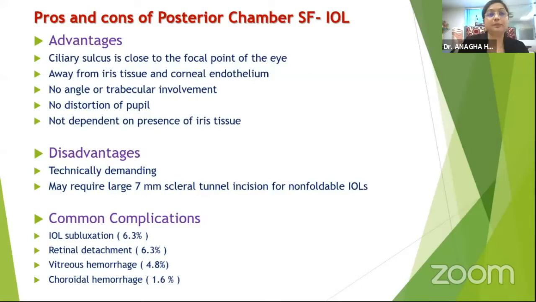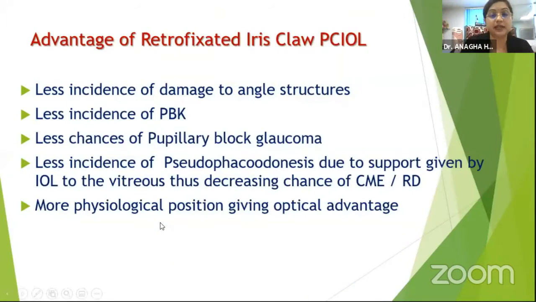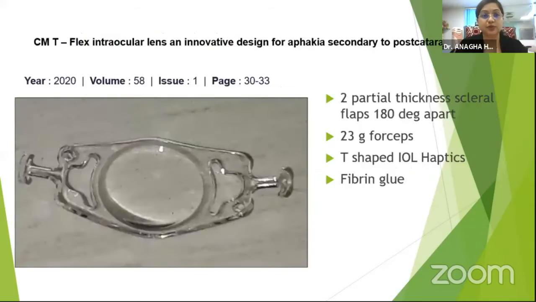So if you compare the pros and cons of both the techniques, in case of the SFIOL, probably it is not dependent on the presence of iris tissue and has lesser distortion of the pupil, whereas the disadvantage is it's technically demanding, may need a larger incision and has probably higher complication rate. With the retrofixated iris claw, there is lesser damage. It's a faster surgery, more physiological position, and lesser incidence of pseudophacodonesis.